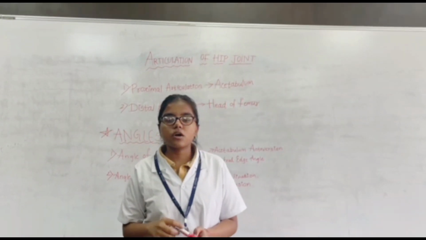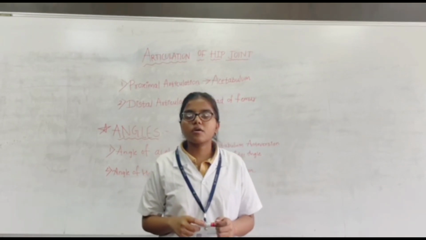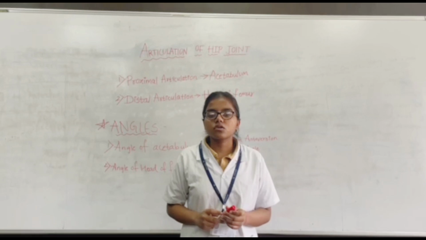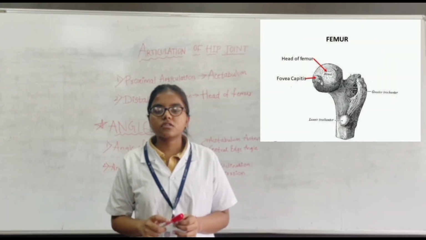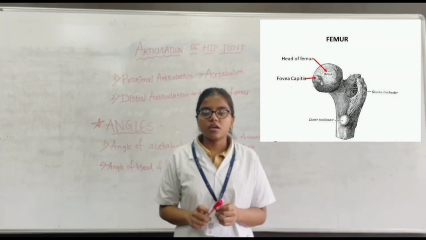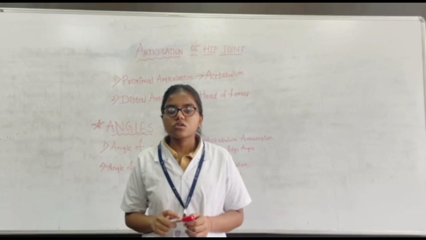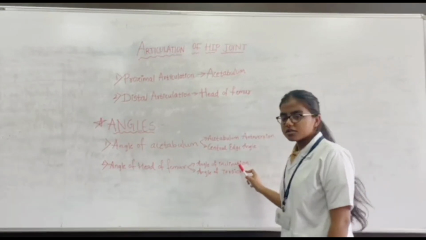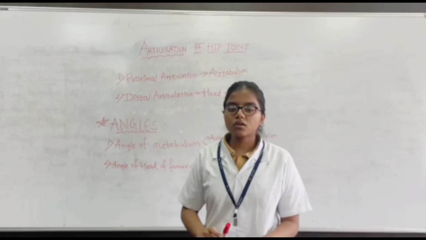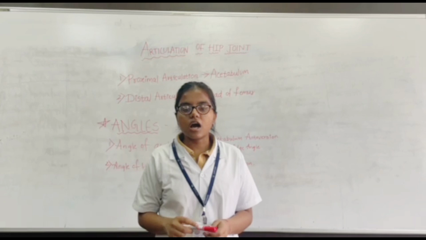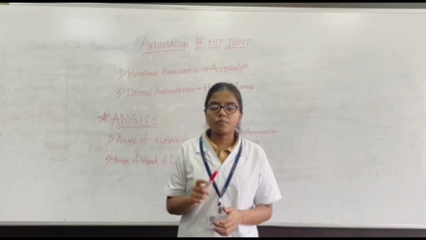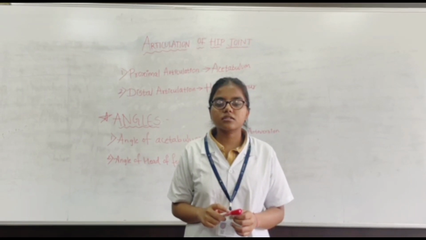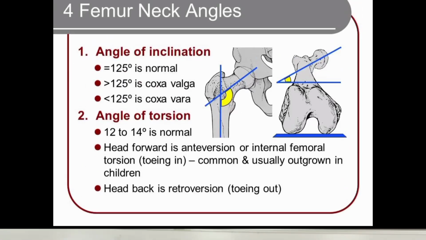Now looking forward, we will be understanding the distal articulatory surface, that is the head of the femur. It is a round surface with an area known as the fovea capitis where there is no cartilage present. Here there are two angles, that is the angle of inclination and the angle of torsion. The angle of inclination is how much the head is inclined upward and downward, and the angle of torsion is how much the head is inclined forward and backward.